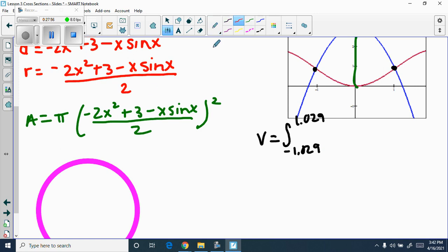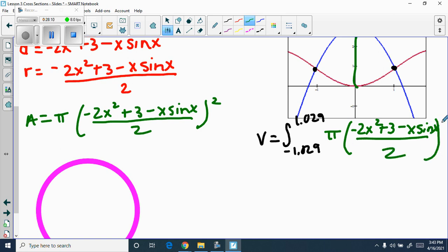And then I'm going to plug in my area. So pi times the quantity negative 2x squared plus 3 minus x sine of x, over 2, squared. And then there's a dx in there, which I'm not going to fit on my screen. And we would type that into our calculators. Now, I also showed in class how to make that simpler when typing it in, since we've already graphed them. So again, if you need to see that, please make sure you ask in class.